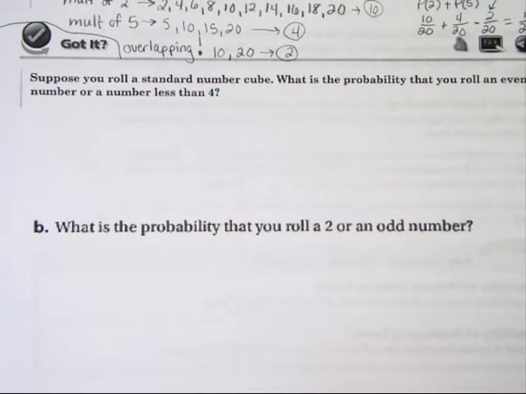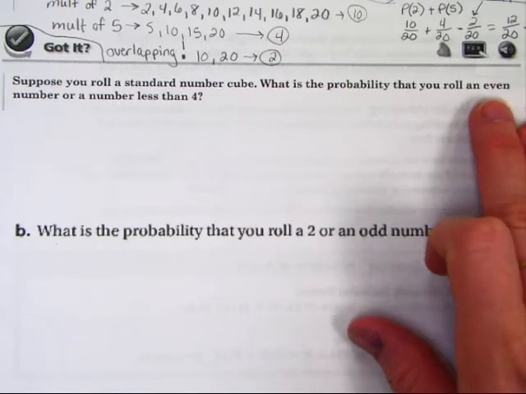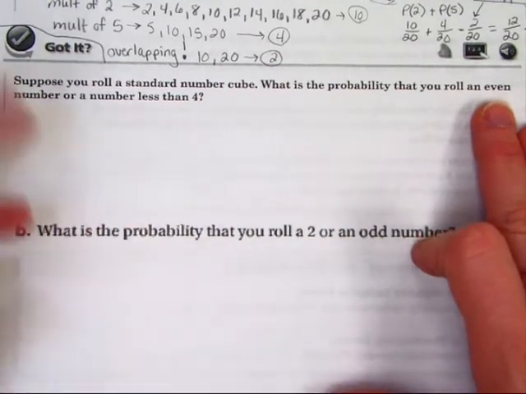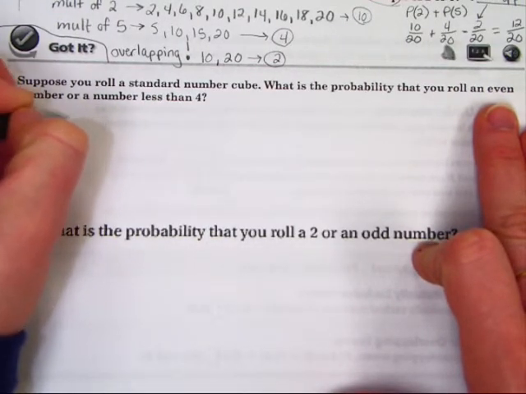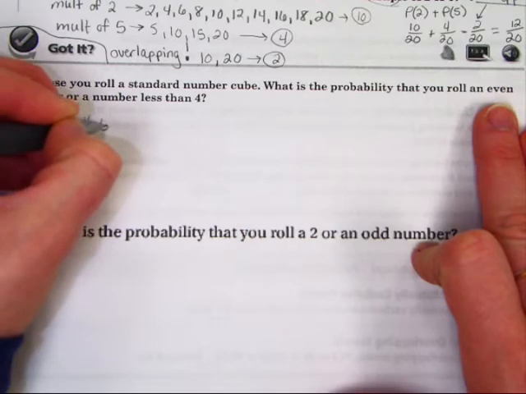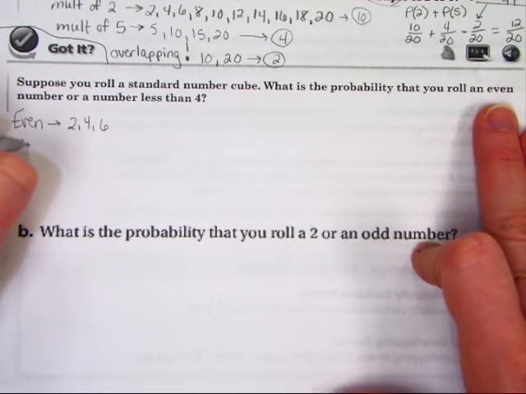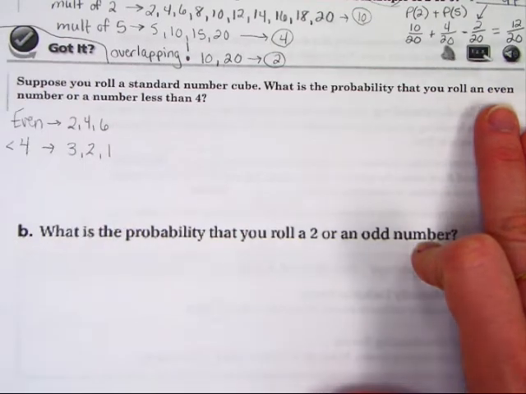Suppose you roll a standard number cube. What is the probability that you roll an even or a number less than 4? I'm thinking in my head of all the evens. And I know that's 2, 4, and 6. And now I need the numbers that are less than 4. So 3, 2, and 1.